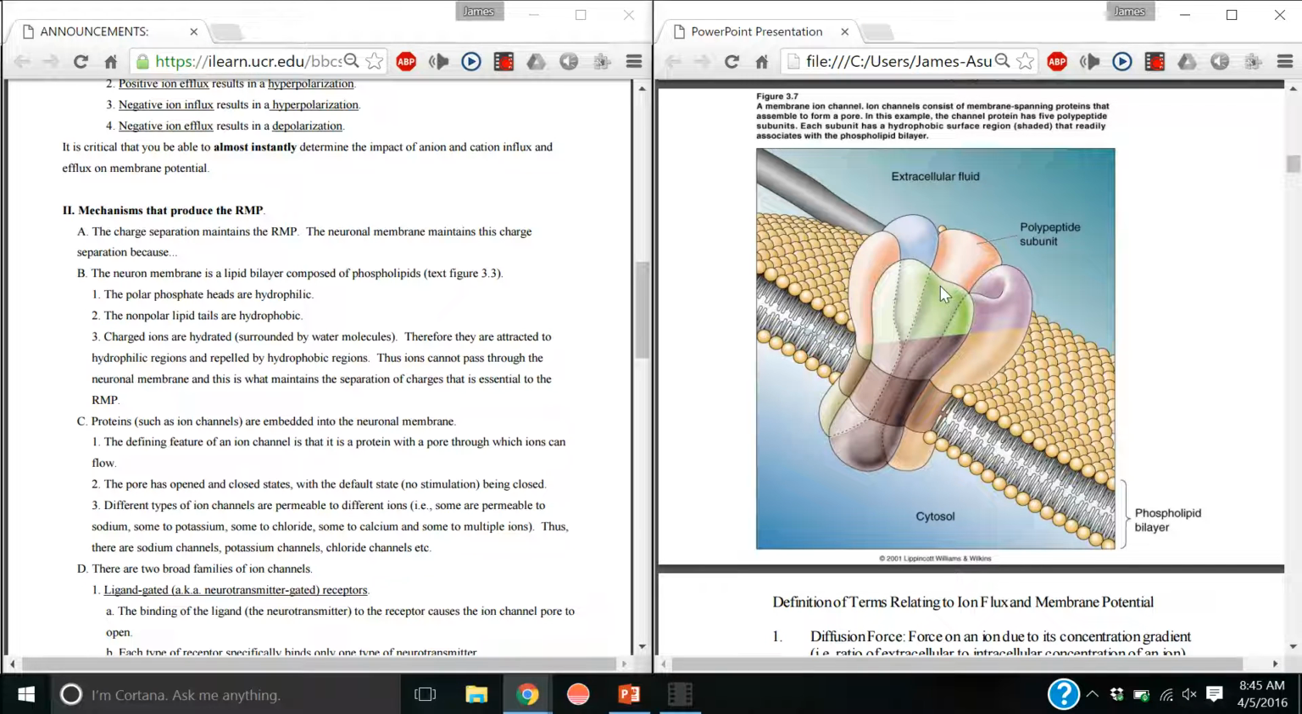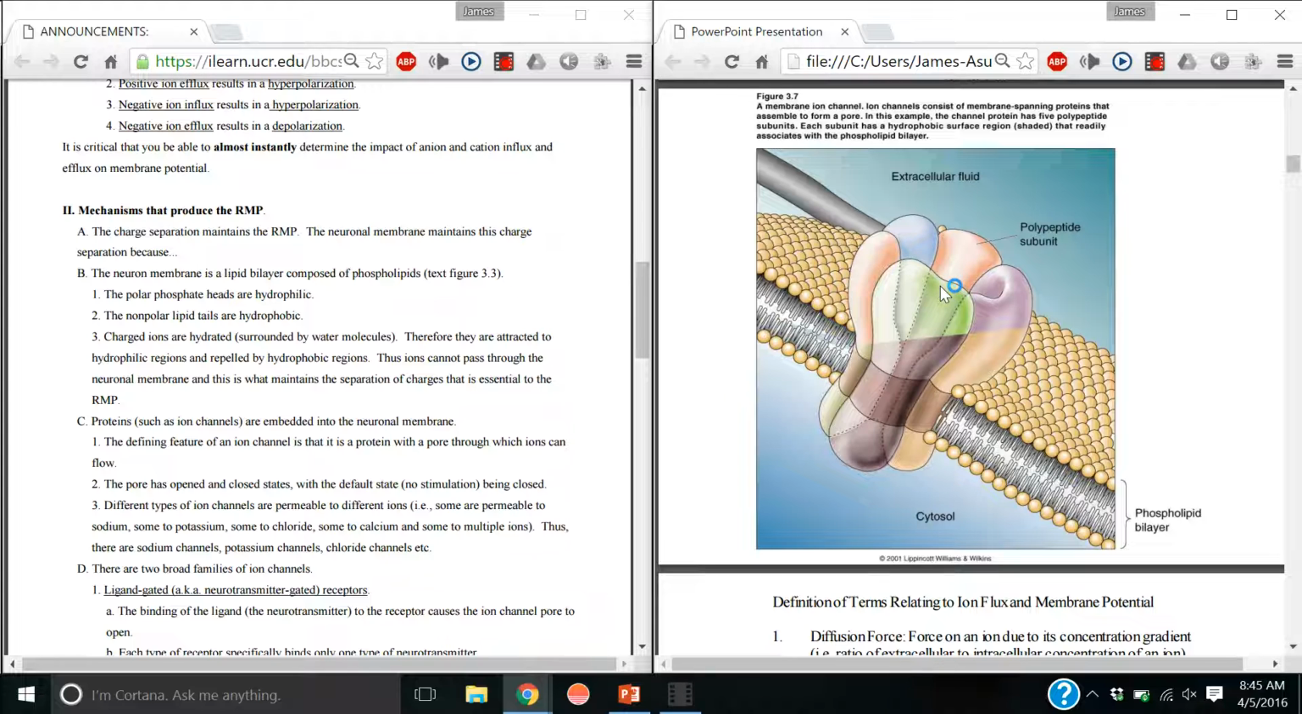Those are the kind of channels that cause action potentials. The voltage-gated ion channels are the ones that cause the action potential. The transmitter-gated ion channels are the ones that cause synaptic potentials. Back to that table I showed you at the beginning.